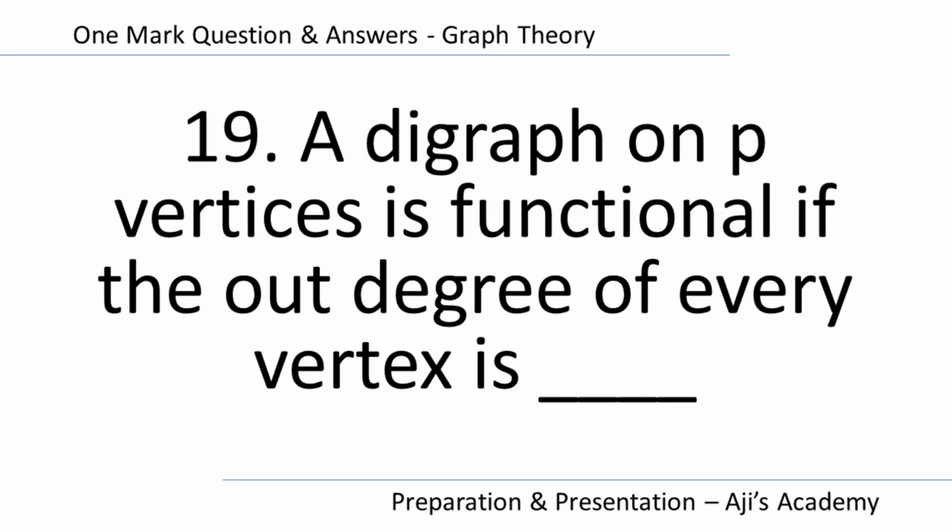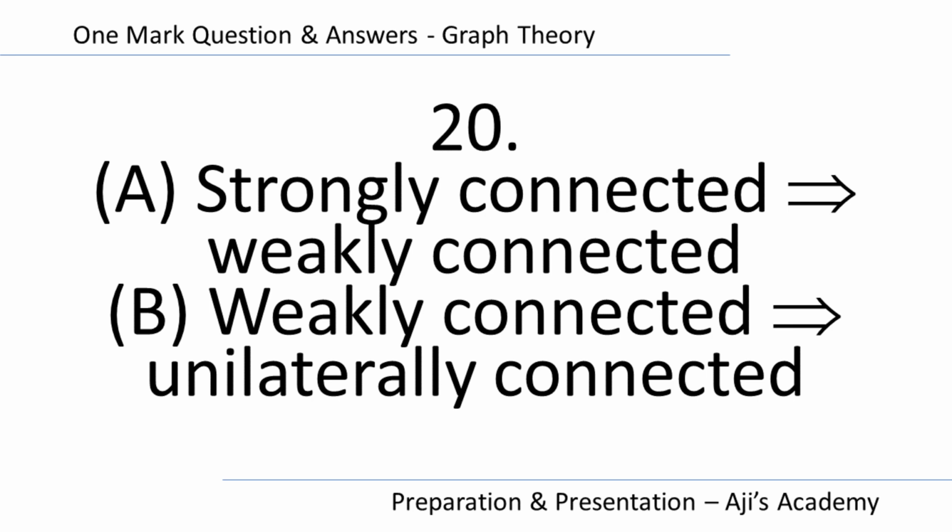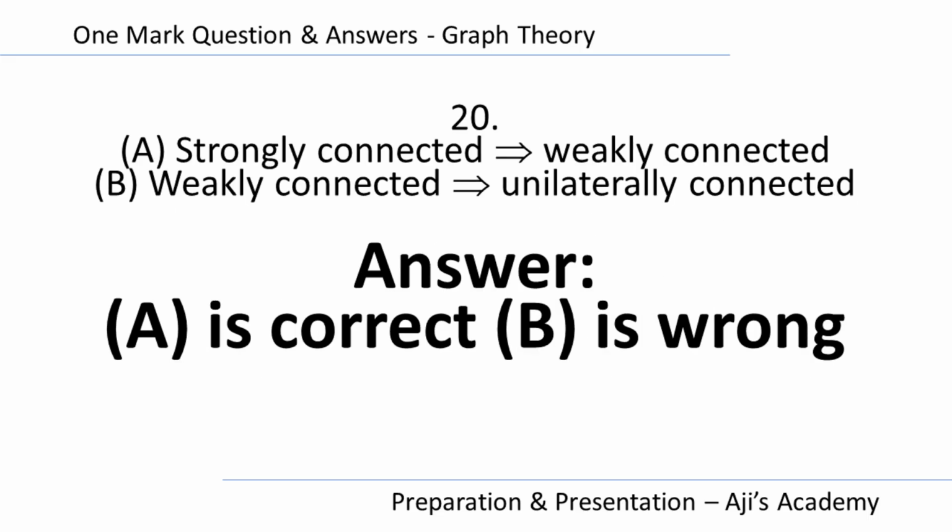Question number 19. A digraph on p vertices is functional if the out degree of every vertex is dash. Answer is 1. Question number 20. Here two statements are given. A, strongly connected implies weakly connected. B, weakly connected implies unilaterally connected. A and B are correct, or any one is wrong, both are wrong, or both are correct. The options are given below. So option A is correct, B is wrong is the correct answer.